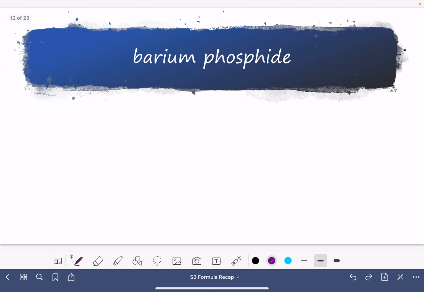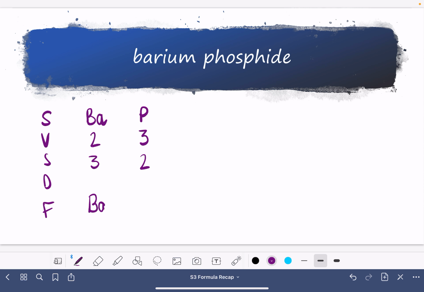Okay, this one is barium phosphide. So again, we're going to use SVSDF. Okay, so barium is Ba and phosphorus is P. Barium in group 2 has a valency of 2. Phosphorus in group 5 has a valency of 3. We cross them over and we can't divide them into anything simpler. So it's going to be Ba3P2.